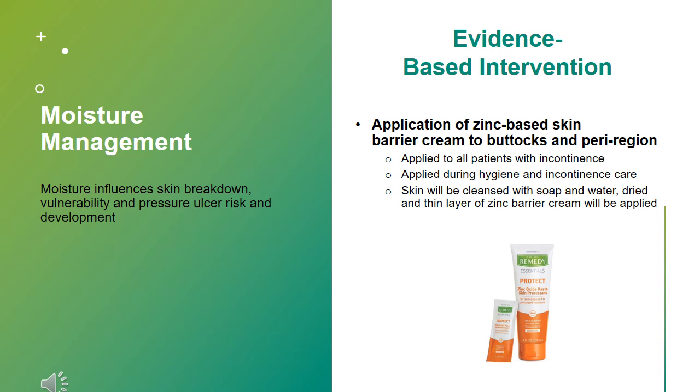The intervention should be initiated by the nurse on admission or with the development of new incontinence. The intervention should be placed as an order in the patient's chart, added to the patient's plan of care, and communicated with the licensed nursing assistants providing patient care. The nurse or the LNA will cleanse the patient's skin with soap and water, apply a thin layer of zinc barrier cream and repeat the process with all hygiene or incontinence care.